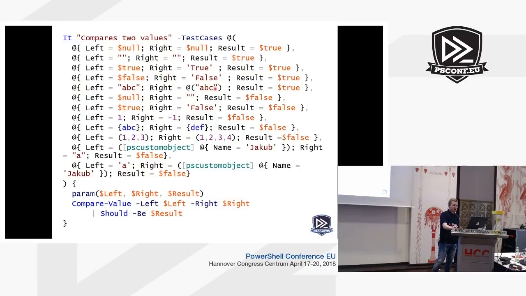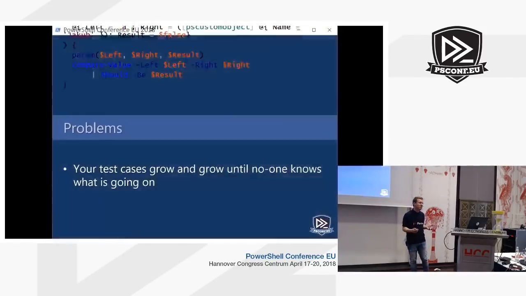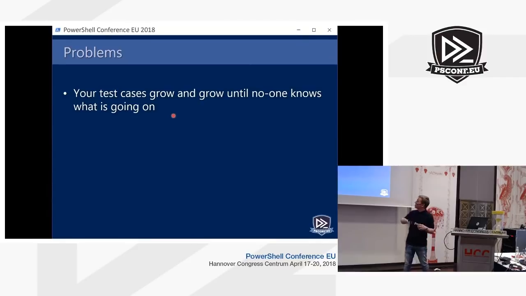Okay. Then there are probably some other edge cases. So how can we reason about that? Is that just a mistake in the test data? Is it something that we wanted? I don't know, and that's the problem. Your test cases grow and grow until nobody knows what's going on. Same problem like with sharing the data or sharing the test, the setup code for multiple tests.